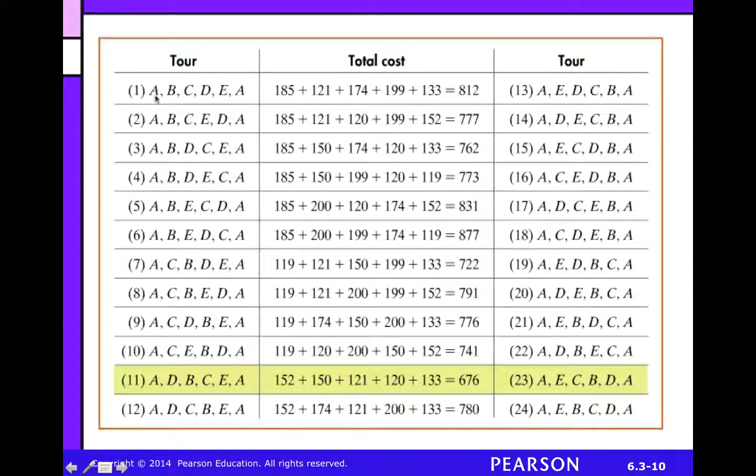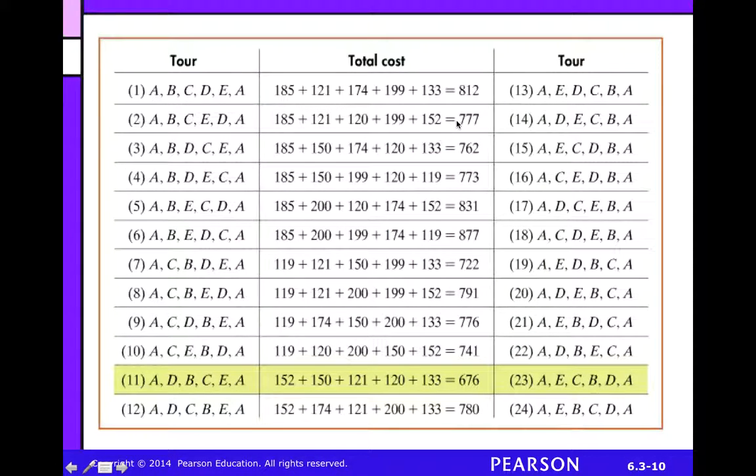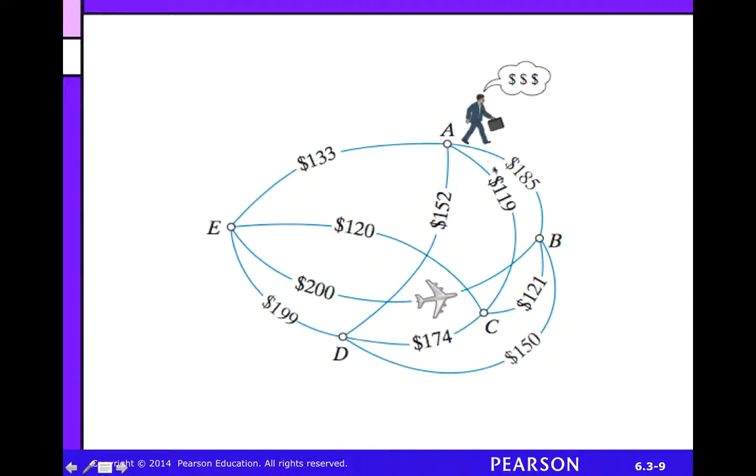So once you've analyzed A, B, C, D, E, A, and its reversal, just walking in the opposite direction, just move on to the next one. The next one is A, B, C, E, D, A. Remember we just went to D, but now we go A, B, C, E, D, A. That's the route you now want to consider. If you list out all the costs along the paths here, now you get 185, 121, 120 now. So A, B, C, E, right?